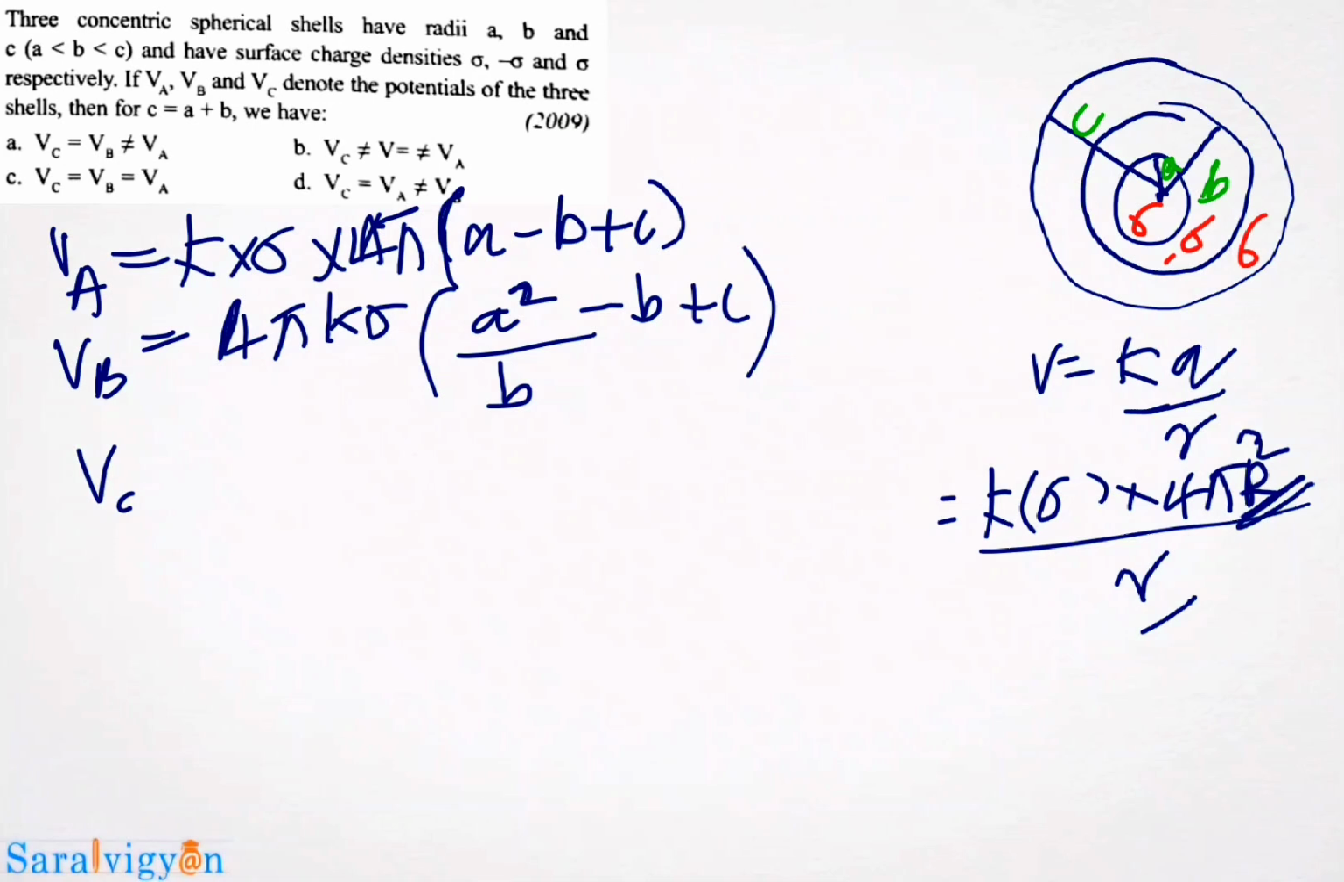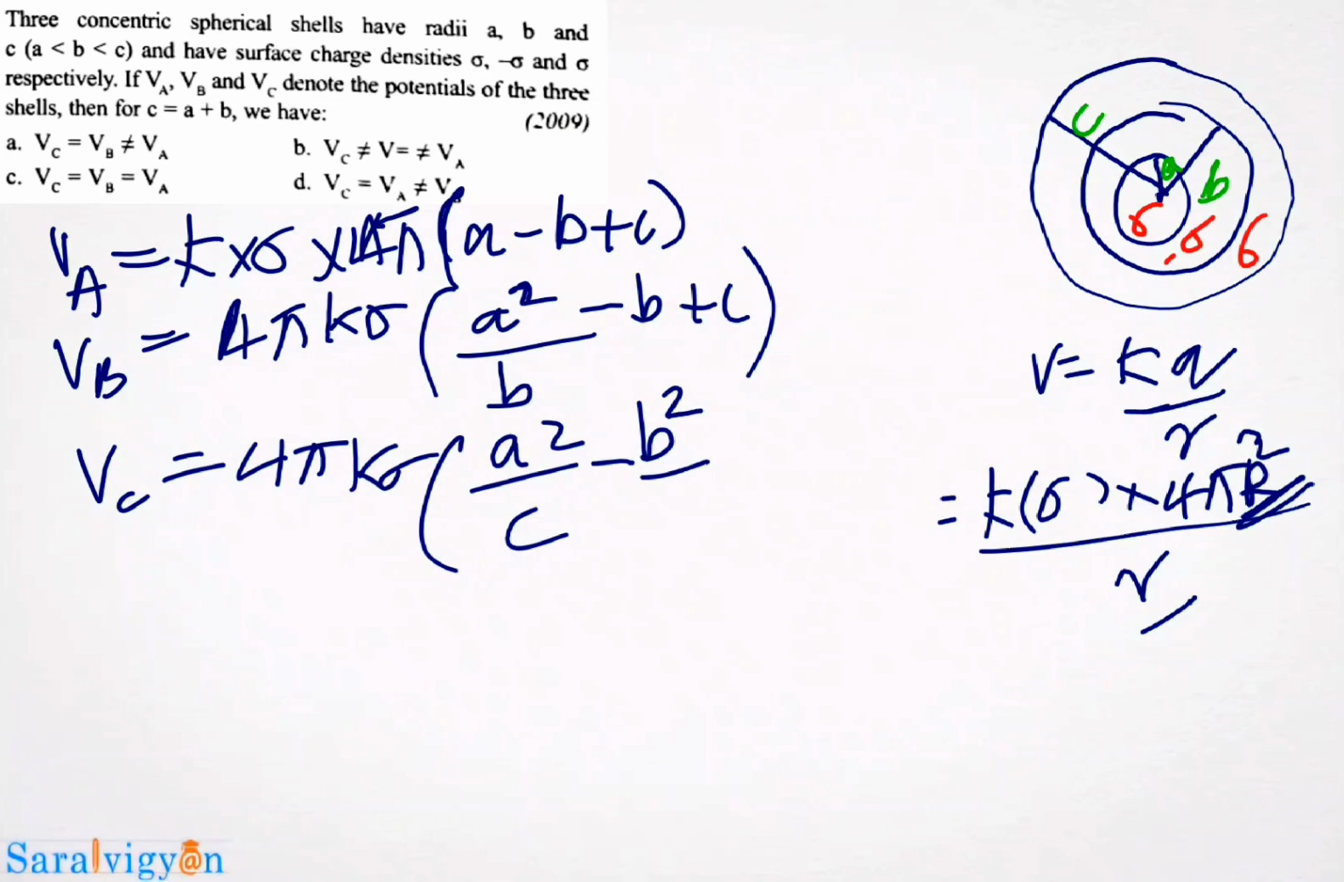Similarly in the case of C, we'll have 4 pi K sigma and A square by B. It is not A square by B though, we are taking the potential from shell C, so it will be A square by C, and since B is also inside the shell C, here also we'll get B square by C, then plus we'll have C square by C, which is C itself.